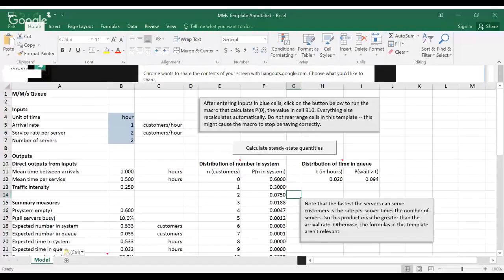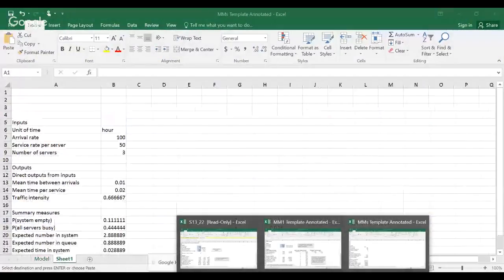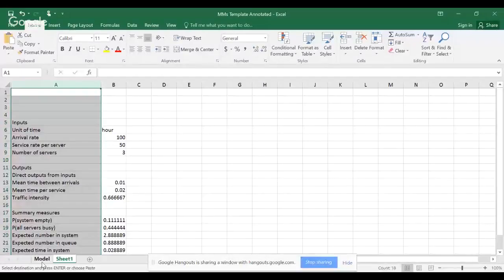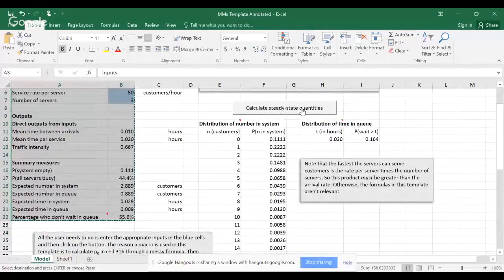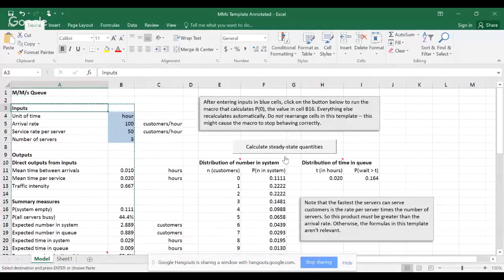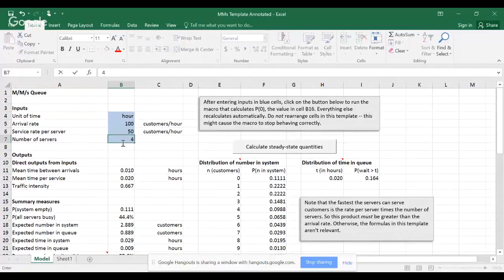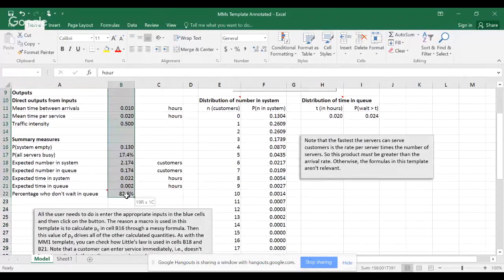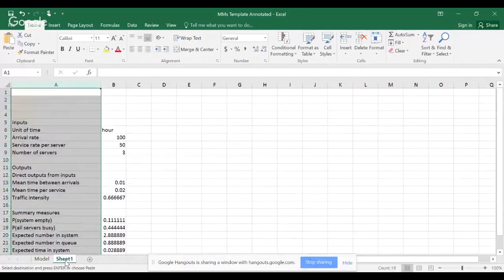Did I hit calculate steady state? Ooh, I don't remember if I did that. Let me look. Yeah, I must have, because nothing changed. Okay. You always have to remember to hit this button, the calculate steady state inputs. All right. So now I'm going to run it with 4 servers. Every time you change that, you've got to rerun your macro because your numbers change a little bit. Okay, I'm going to copy these numbers and move them to my next sheet.